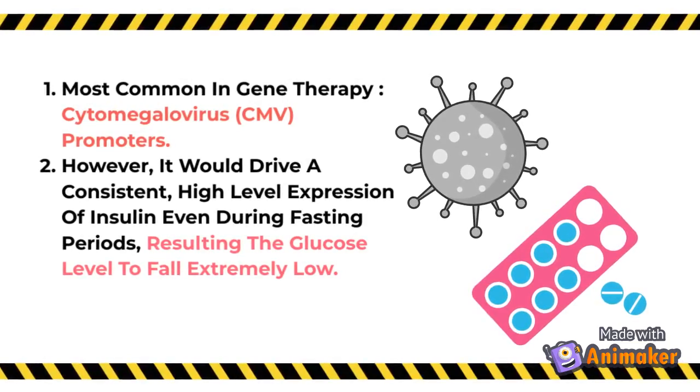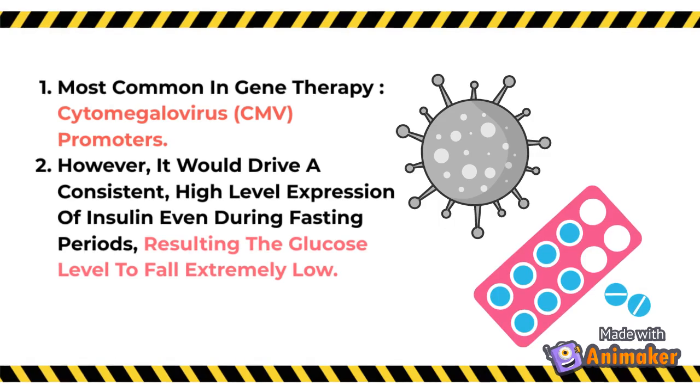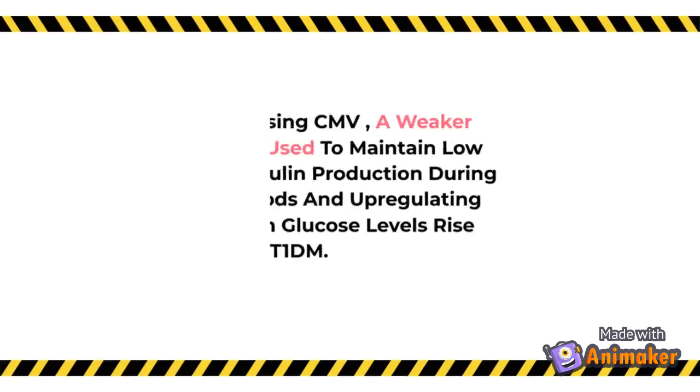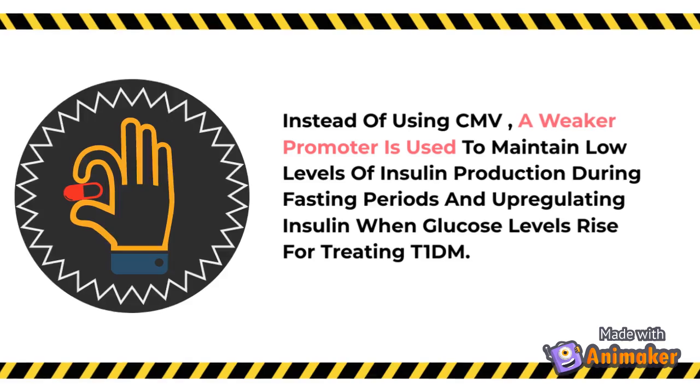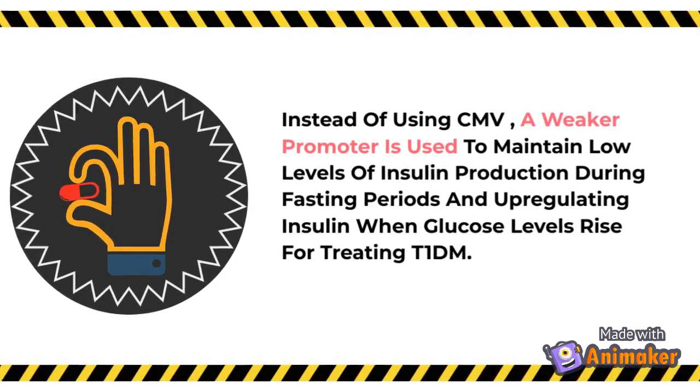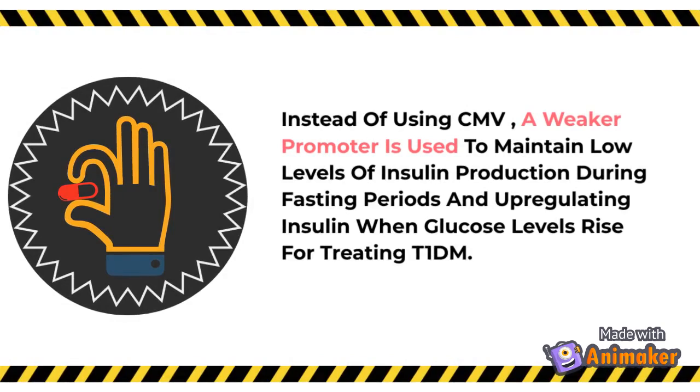Most common in gene therapy are cytomegalovirus (CMV) promoters. However, CMV would drive a consistent high-level expression of insulin even during fasting periods, resulting in the glucose level falling extremely low. So, instead of using CMV, a weaker promoter is used to maintain low-level insulin production during fasting periods, and upregulating insulin when glucose level rises for treating type 1 diabetes mellitus.